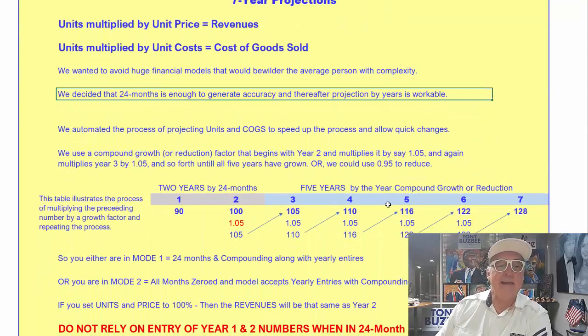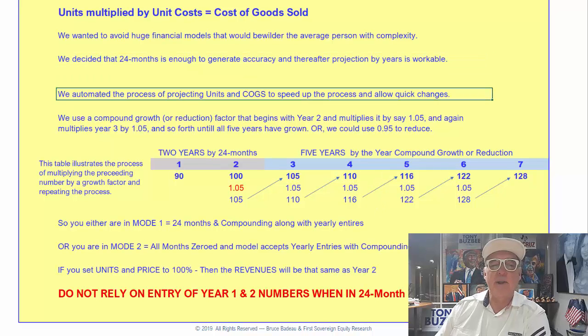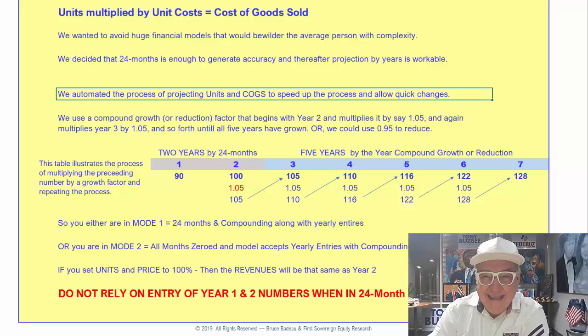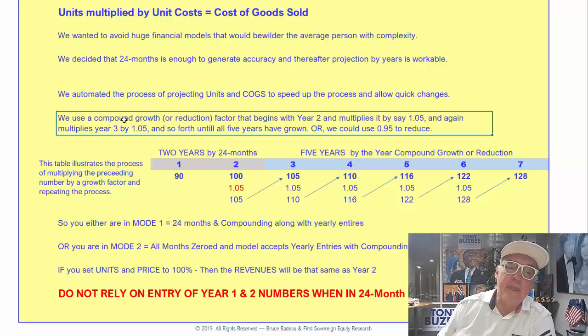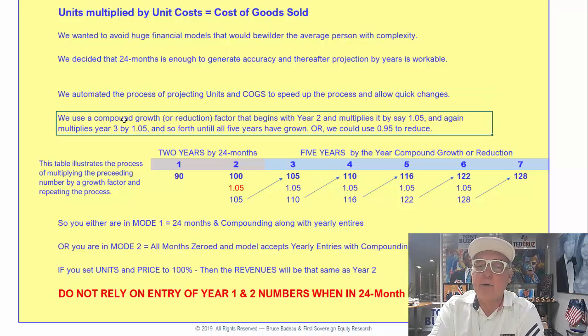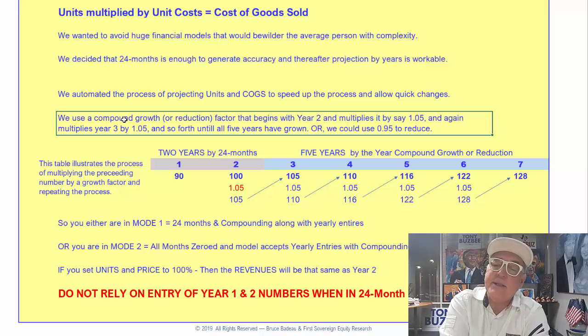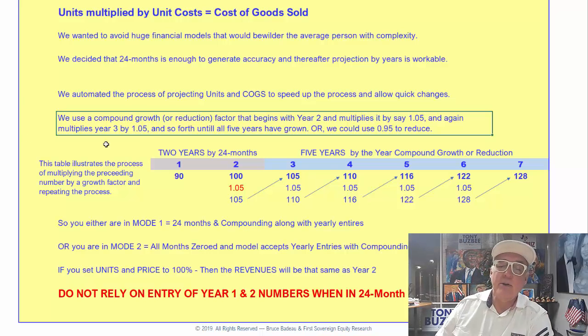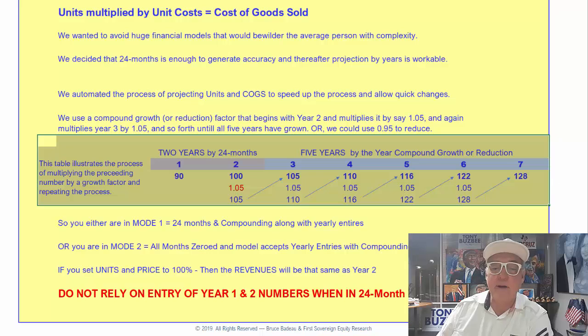All right, so we've automated the process of projecting units and cost of goods to speed up the process and allow quick changes. You're going to like this. There's a lot of little spin buttons and there's some automatic things going on. Now, we decided to do compound growth, or it could be a compound reduction factor, that will begin with year two and multiply it, say, by 1.05, and again multiply year three by 1.05 and so forth. You can see what's actually happening in this little graphic right here.